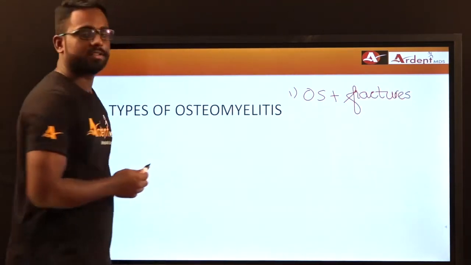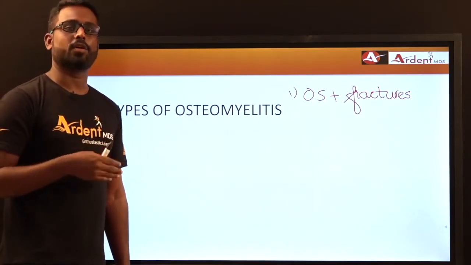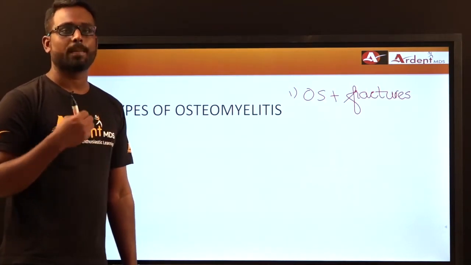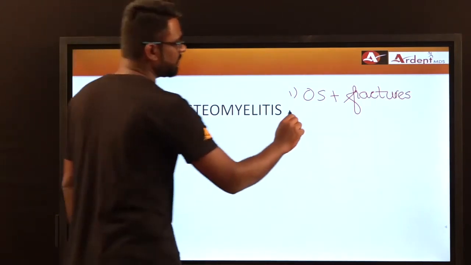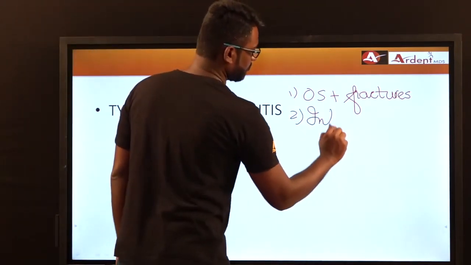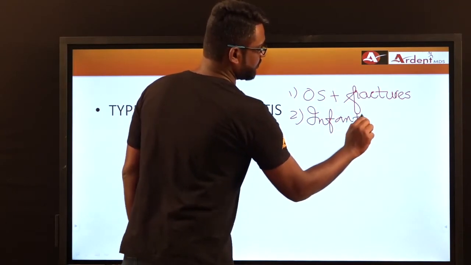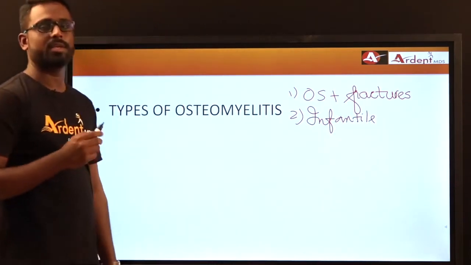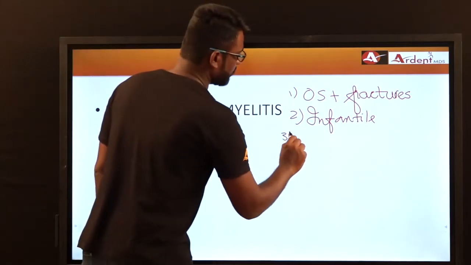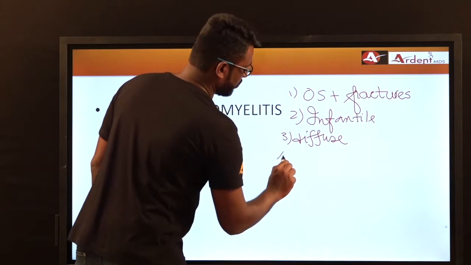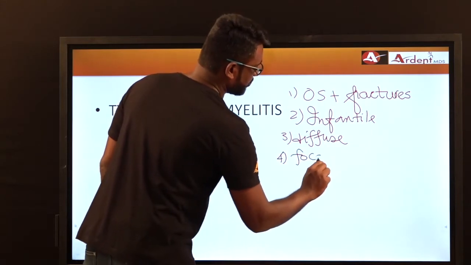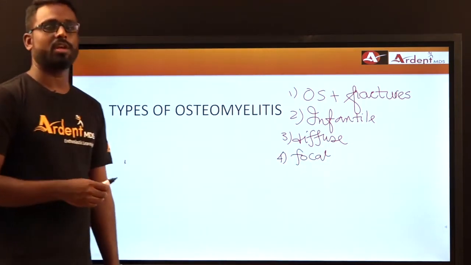Whenever osteomyelitis is present, we all know that it resorbs the bone. As a result, it will lead to pathological fracture. So that is one kind of osteomyelitis. The next one is infantile osteomyelitis. It is nothing but the osteomyelitis that occurs in children. The next one is diffuse, and the fourth one is focal sclerosing. So these are all the other types.